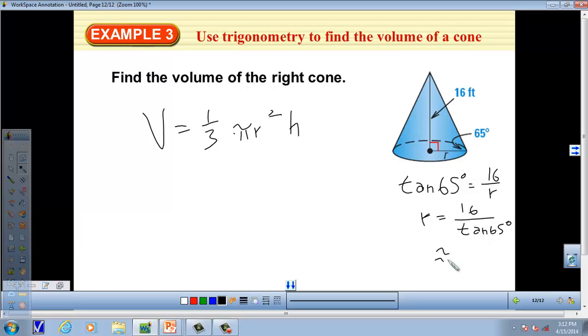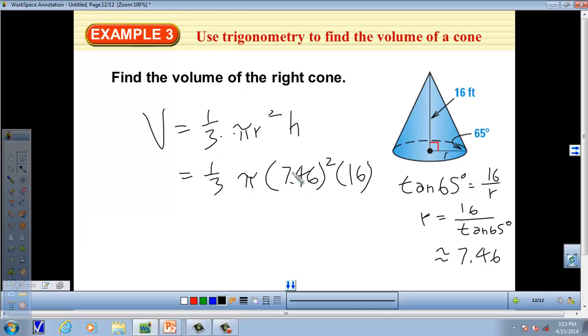We're going to punch that in on our calculator. Should get about 7.46. Remember to keep that number on your calculator. We want to use that. We're going to plug it into our formula. We get 1/3 times pi, and this is 7.46 squared, and the height is 16.